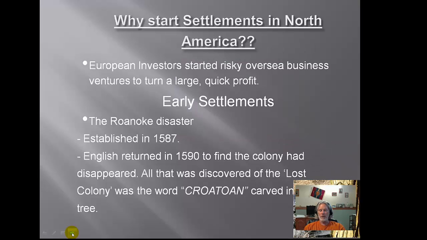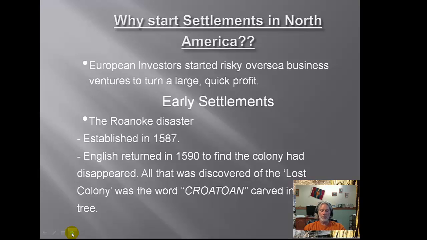Why did settlements start in North America? Kind of the same reason a lot of things start: to try to turn a quick profit, entrepreneurship. And the European investors thought, we may be able to make some money on this brand new world that's across the Atlantic Ocean.